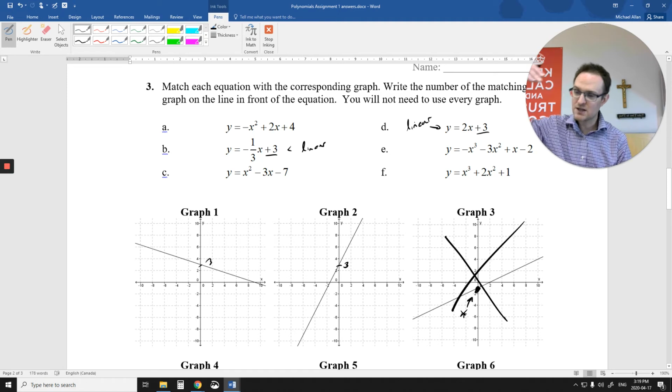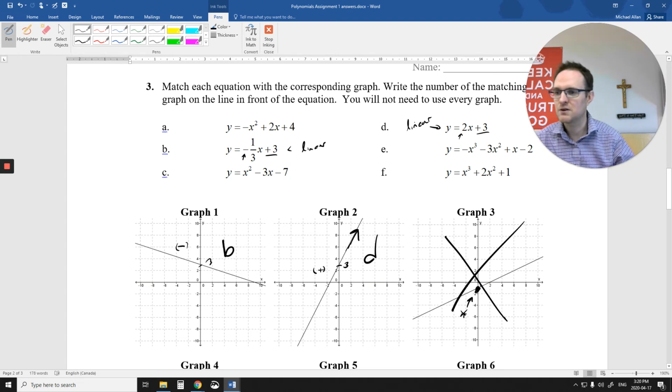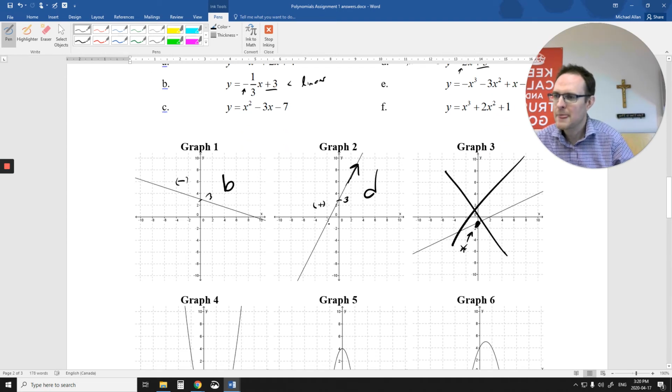But they both have different directions. One going down, one going up. So we have one that has a negative leading coefficient. Remember, that's the downward slope. So that's B. Notice that the leading coefficient is negative here. This one has a positive leading coefficient because it's going upwards from left to right. So this is D. Okay, so we got those ones without doing anything with the graphing calculator.